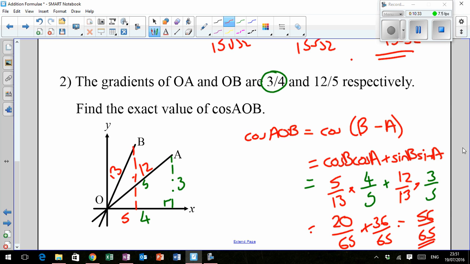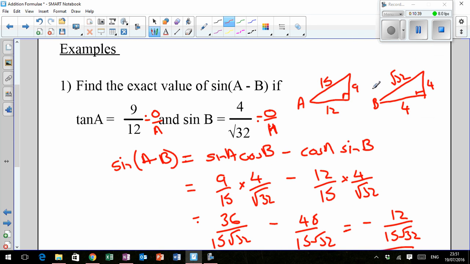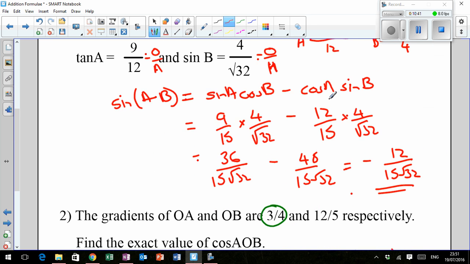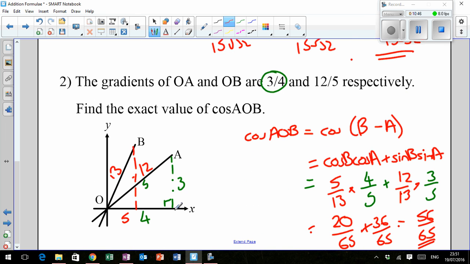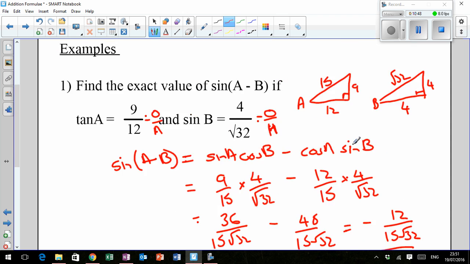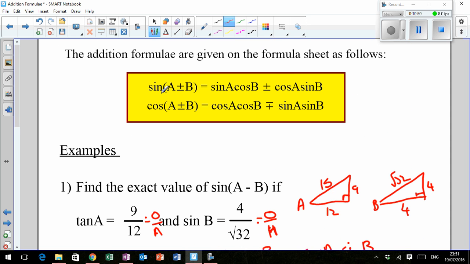Okay, now hopefully if you know your expansions, this is just the case of using expansions. The trick comes with your trig, either using the triangles, if they don't give you the triangles, drawing the triangles, or something like this where they give you gradients as well. But the expansions are the key thing here. Knowing how to use these expansions, not even knowing them because they're on your formula sheet, just knowing how to use them.